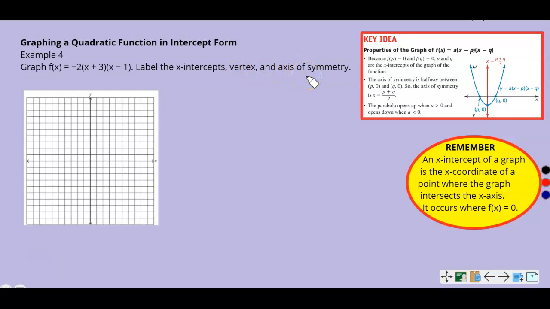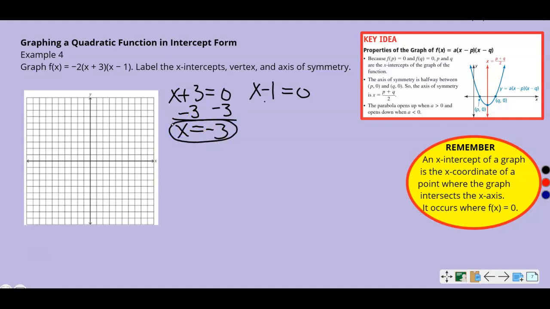First, let's look at the x-intercepts. Those are going to come from these two factors set equal to 0. So we're going to have x plus 3 equals 0 and x minus 1 equals 0. So we're going to subtract 3. You can see the zero is actually the opposite sign from the factor. All right, so our two x-intercepts are going to be at negative 3, so 1, 2, 3, and x equals 1.